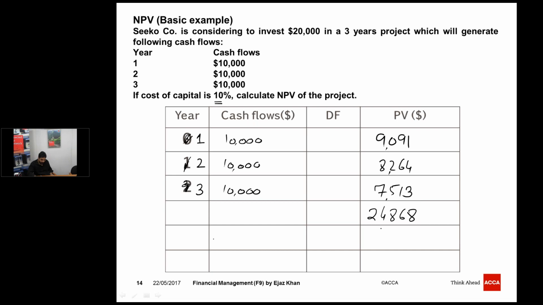It's 24868. The sum of all these 3 cash inflows is $24,868. That is, Seco company should invest a maximum of $24,868 for this project. So it's again present value of all cash inflows.